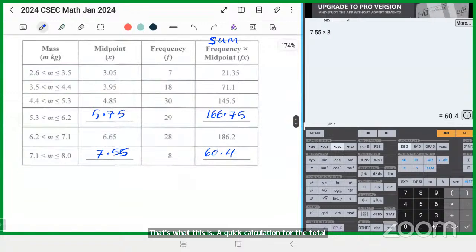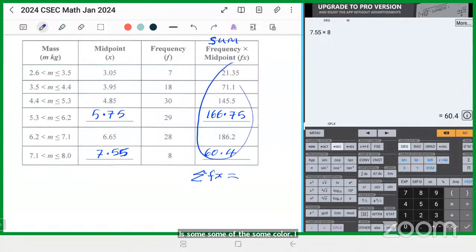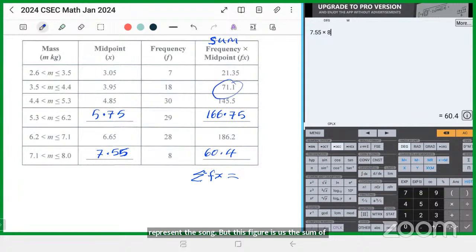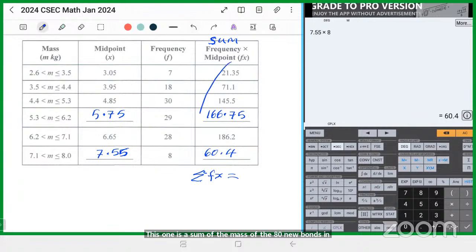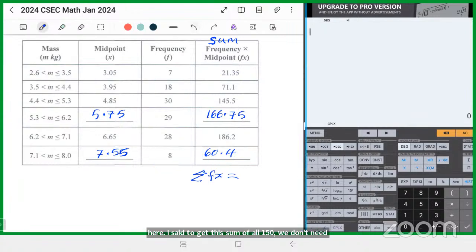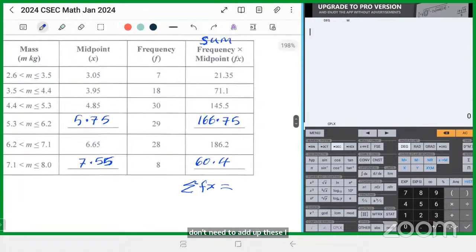So here we're going to calculate the sum. This means the sum of the sum column, and work it out. We're adding these up. But this figure is just the sum of the 7 newborns in here. And this one is the sum of the mass of the 80 newborns in here. And so to get the sum of all 120, we just need to add up these. That's an estimated value. So let's add up these now.